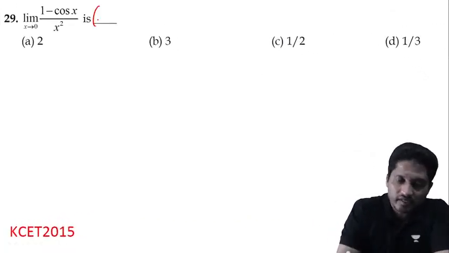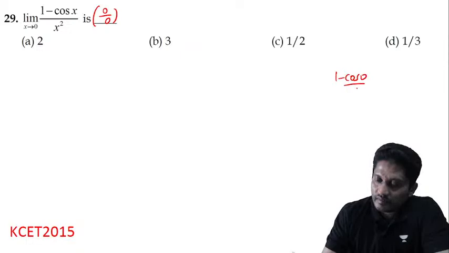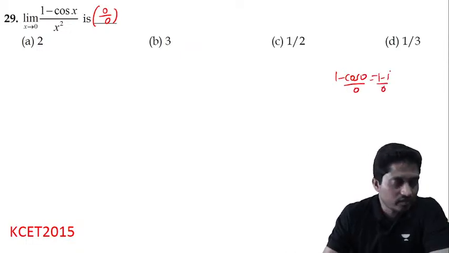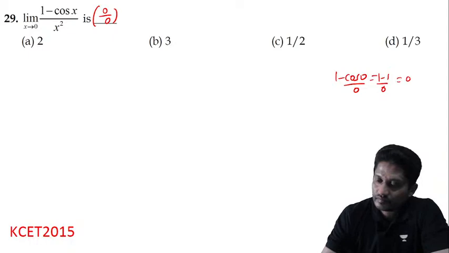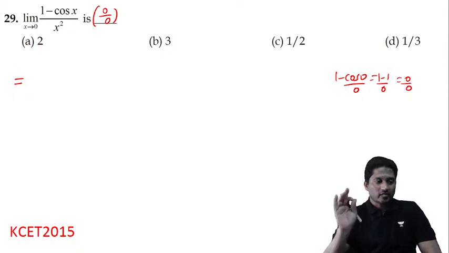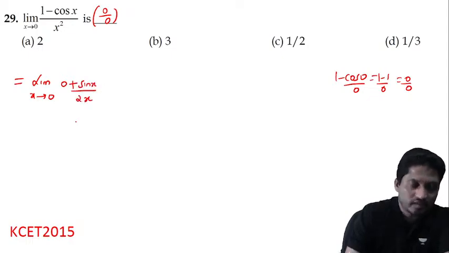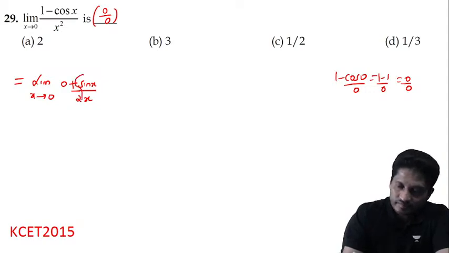If x is tending to 0, I get 0 by 0 form, right? Because cos 0 is 1, 1 minus 1 by 0. Now see, whenever you get 0 by 0 form, differentiate the numerator and denominator separately. That is called L'Hopital's rule. So limit x tending to 0: differentiation of 1 is 0, differentiation of cos x is minus sin x, differentiation of x square is 2x. Now this is sin x by x. Sin x by x is 1, sandwich theorem. Left out is 1 by 2.